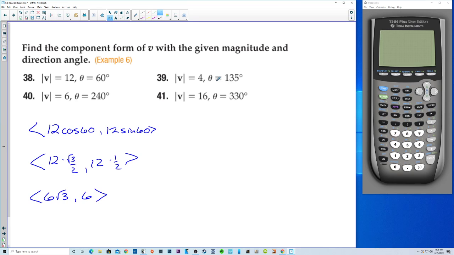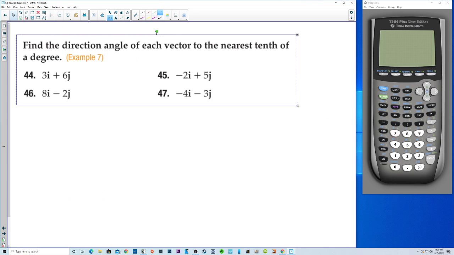If it's an angle that we don't know, and I think we know all of these, so if it was magnitude of v equals 7 and theta is equal to 105 degrees, then we're just going to use a calculator and get a decimal answer.